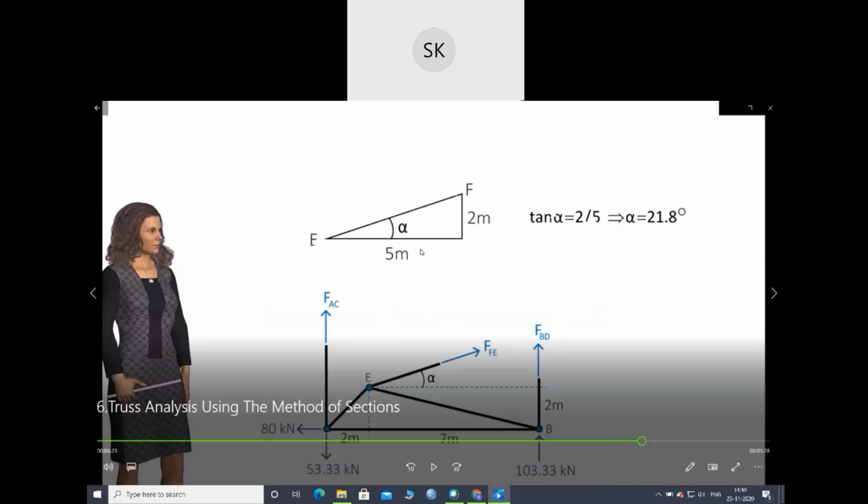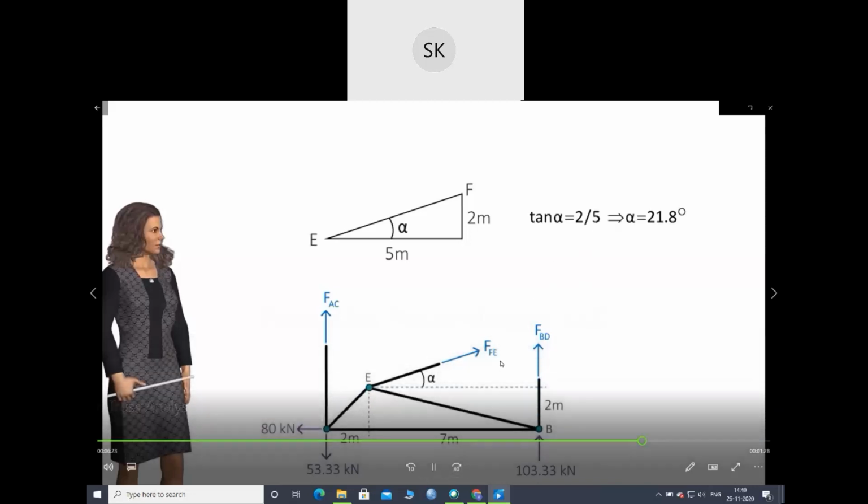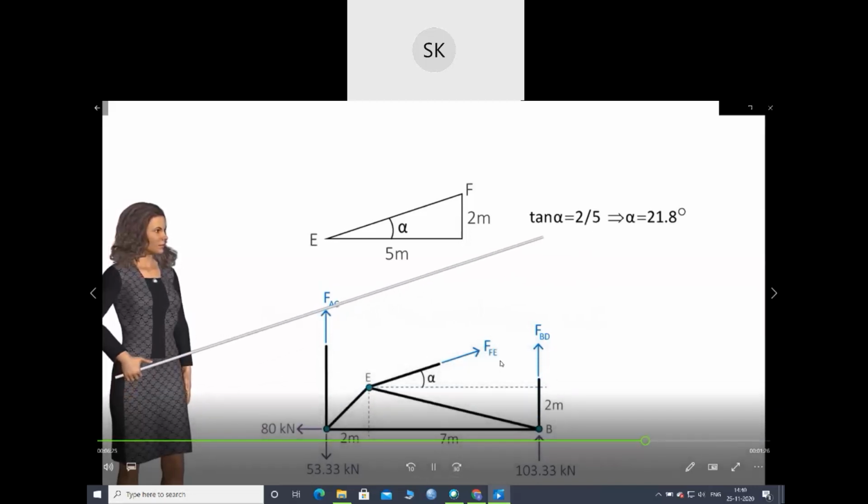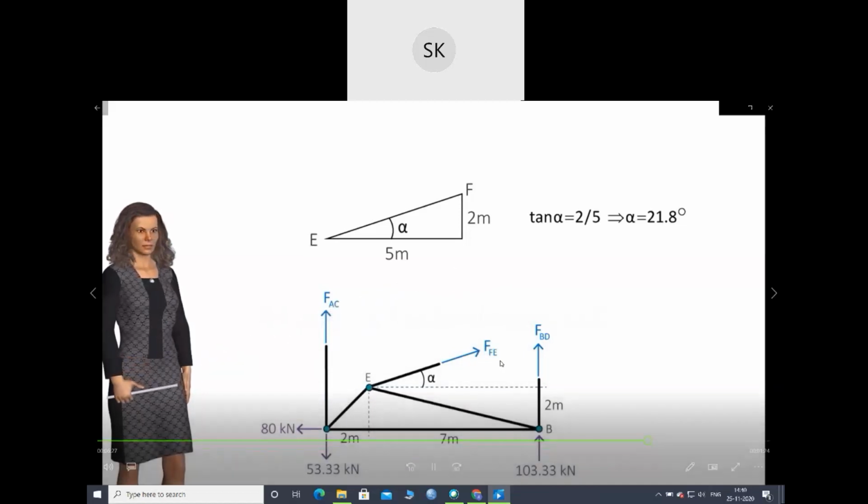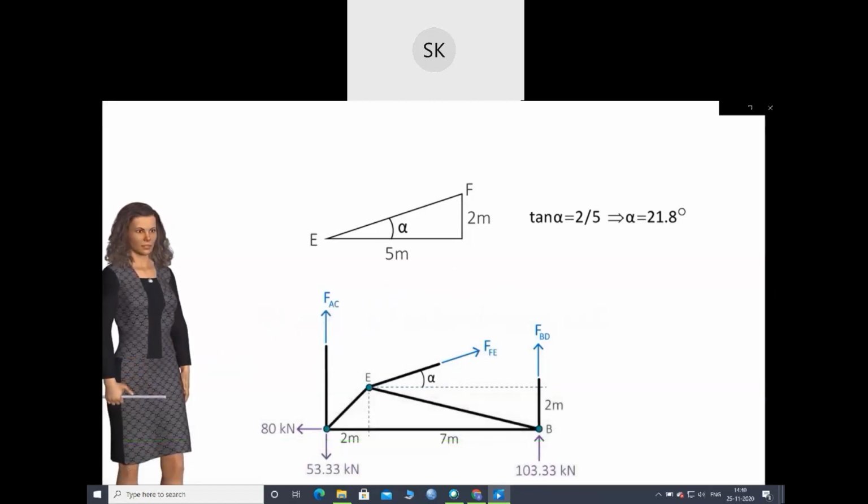Your perpendicular by base is nothing but tan alpha. Yes, tan alpha or tan theta is perpendicular by base. The perpendicular is given to me, 2 meter distance. This distance from here to here is 5 meter. So I can find out the angle also. Simple trigonometry. Tangent of alpha equals 2 over 5. Hence alpha equals 21.8 degrees.